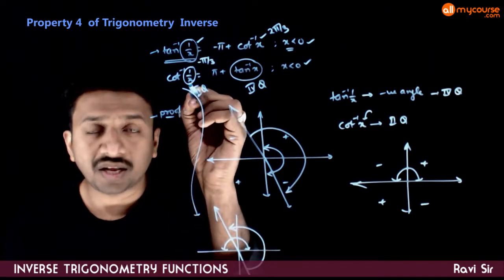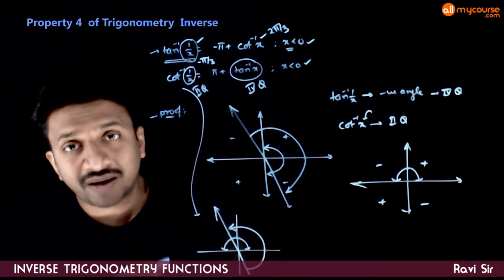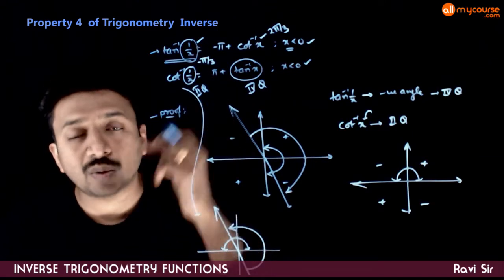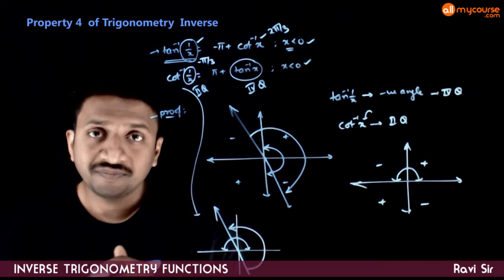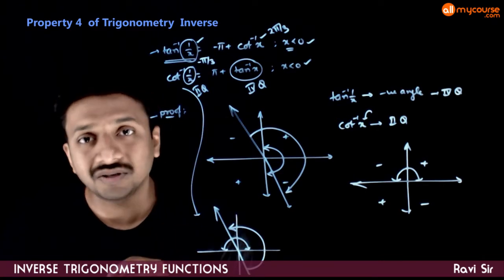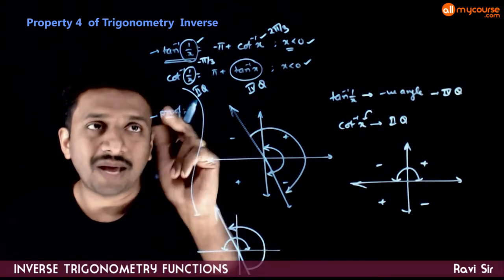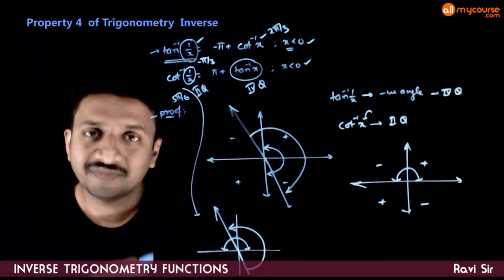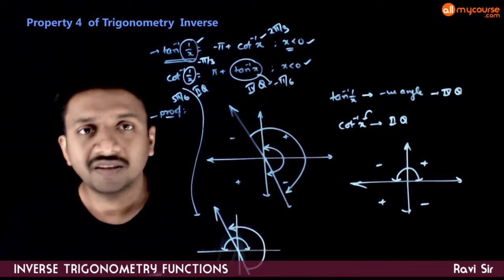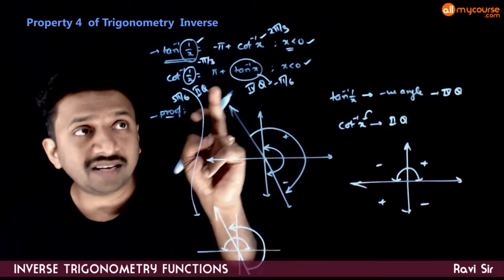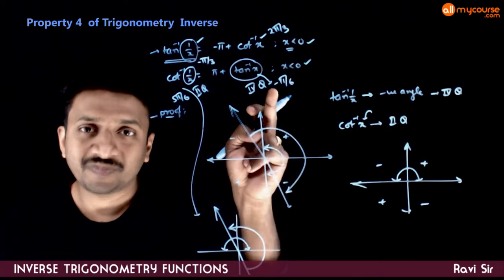For example, if you put 1 by x equal to minus root 3, that is x is minus 1 by root 3. So cot inverse of minus root 3 is pi minus cot inverse of root 3. Cot inverse of root 3 is pi by 6, so pi minus pi by 6, you get 5 pi by 6 as the answer. Now tan inverse of minus 1 by root 3 is minus pi by 6. So what should you do to get this 5 pi by 6 from minus pi by 6? You have to add a pi.